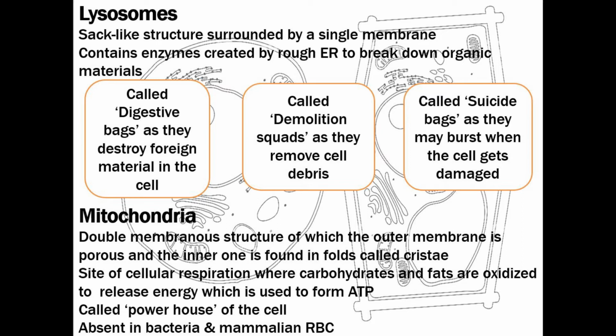What are those? Sac-like structures. This is a sac-like structure surrounded by a single membrane. This is also a sac-like structure, that are lysosomes, and they have a membrane. This contains enzymes created by rough ER to break down organic materials. So basically what the lysosome does is it breaks down the organic materials which penetrate inside the cell. How? Through enzymes which they contain.